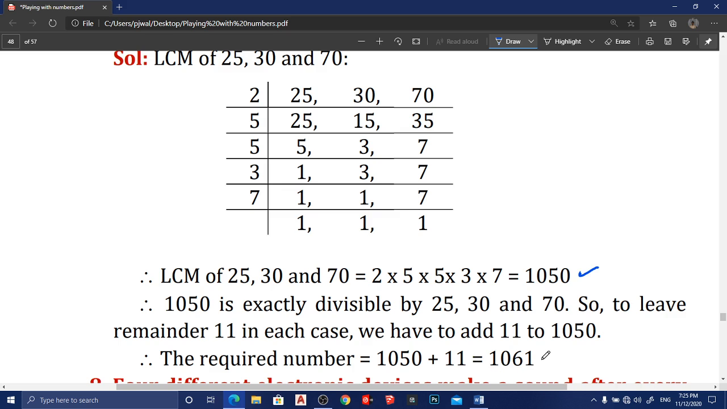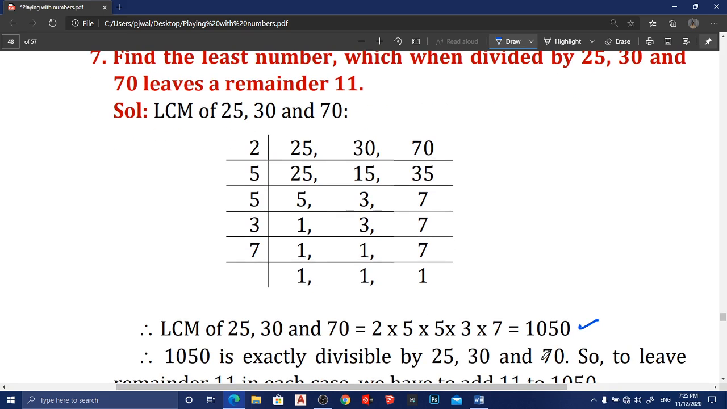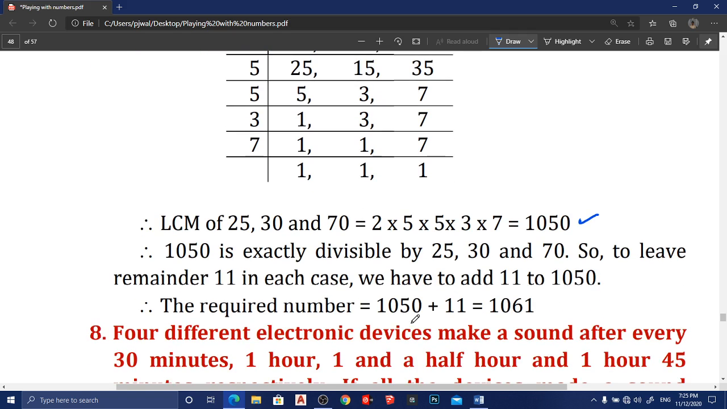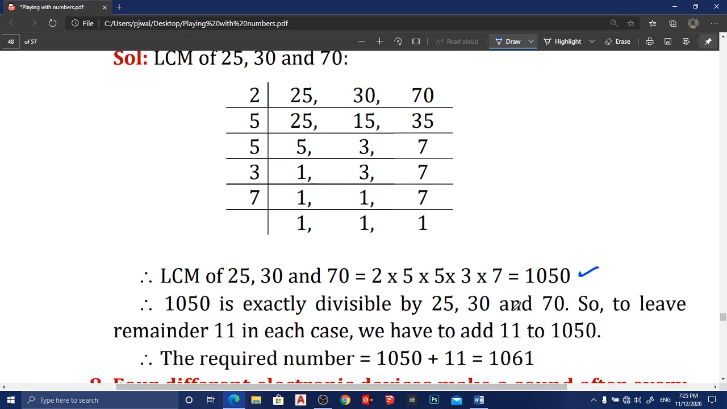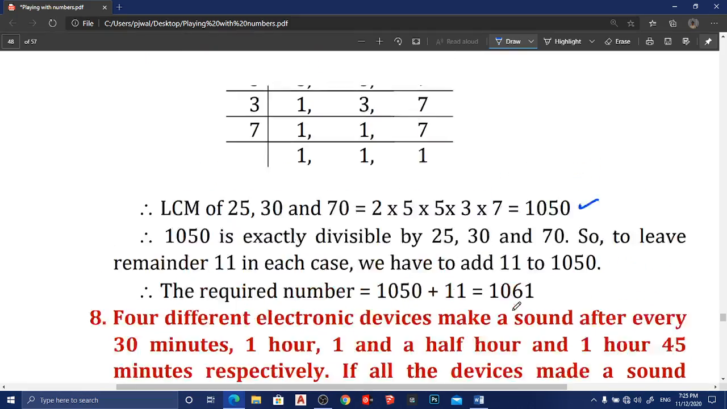If this type of problem comes, the remainder which you have to leave, you have to add in the last step after getting the LCM. After finding the LCM, you have to add 11 to get the answer. Okay, so this is the 7th problem.